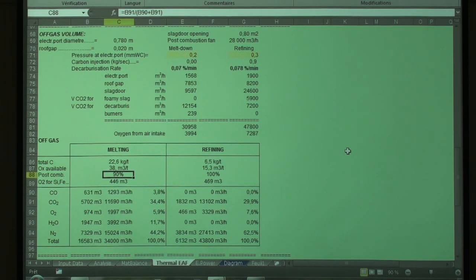The nitrogen is nitrogen from the air ingress. You see, you take this flow rate times 80, and then you just multiply the time by the flow rate.